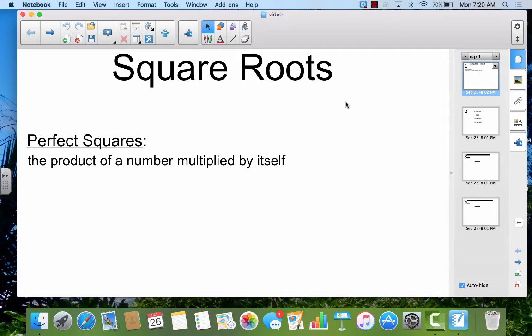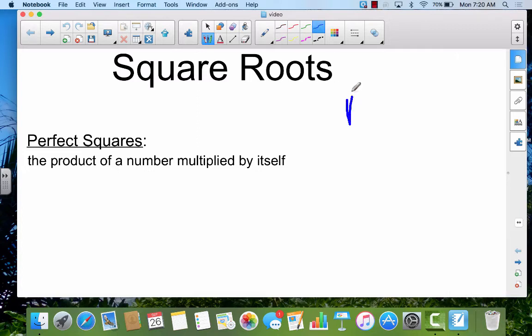In this video, we're going to talk about square roots, rational numbers, and irrational numbers. Square roots have a symbol that most of us have seen before, and it kind of looks like a division sign, but it's slightly different. It's going to look something like this.